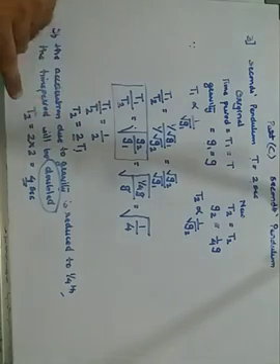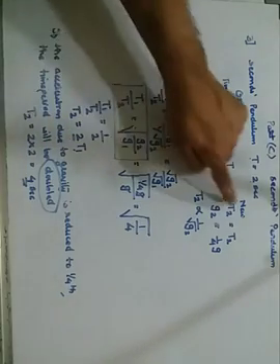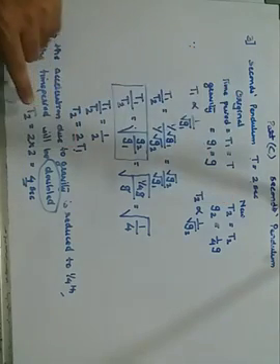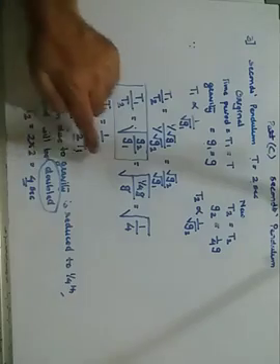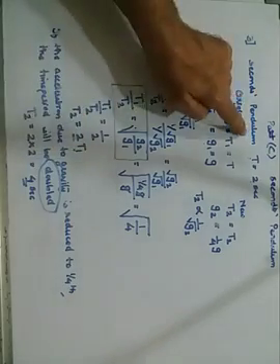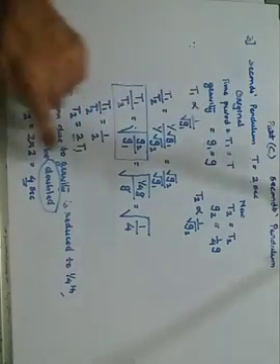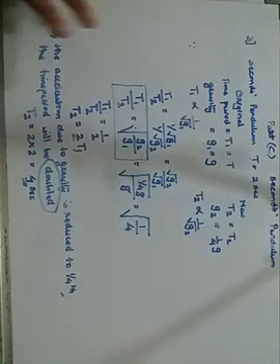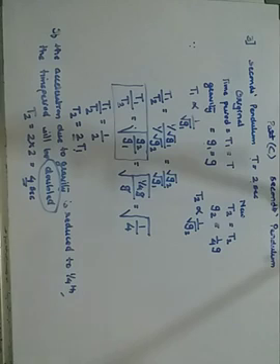And then they have asked you what will be the new time period. New time period means which one? T2. So the value of T2 is 2 times T1, that is 2 into T1. T1 is the original time period. Original time period is 2 seconds. So in place of T1 I have substituted 2. 2 into 2 is 4 seconds.